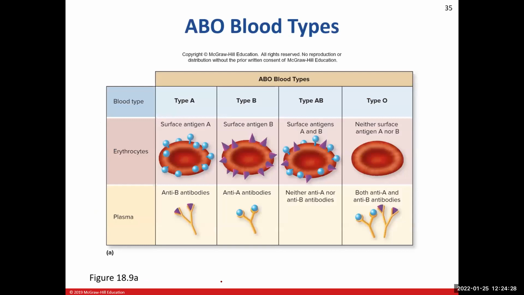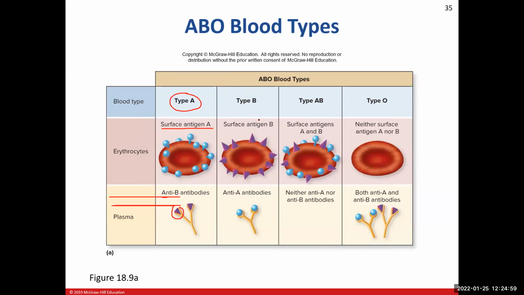I like this little chart here. So here, we'll use me as the example. Here's me. I'm type A. And so I have surface antigen A. And that's represented by those little balls there. My blood plasma contains antibodies that are called anti-B antibodies. So if they come in contact with a surface antigen that has this wedge shape on it, they'll attack it.